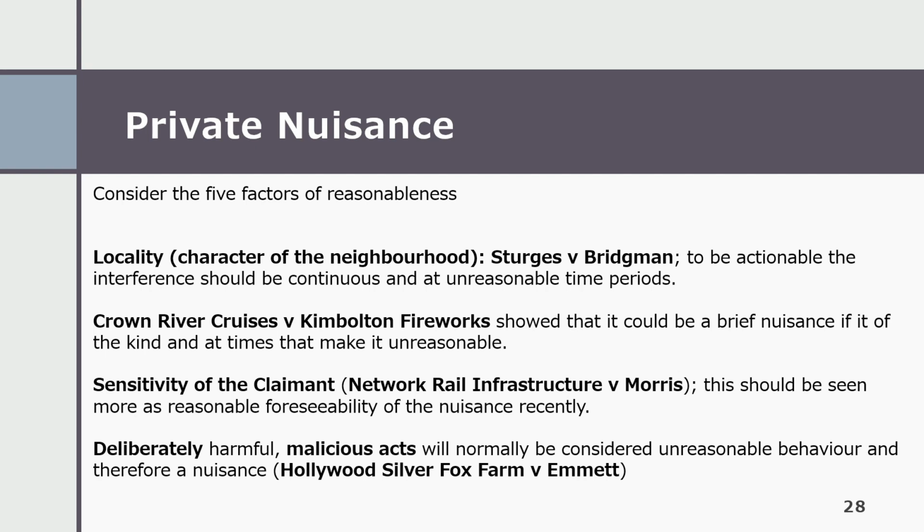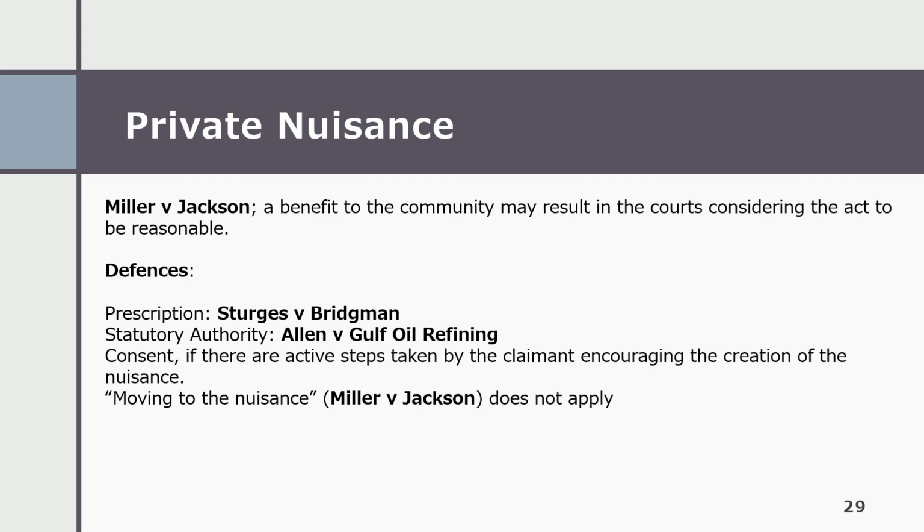Sensitivity of the claimant. Network Rail Infrastructure v. Morris. This should be seen more as a reasonable foreseeability of the nuisance recently. Deliberately harmful. Malicious acts will normally be considered unreasonable behaviour and therefore a nuisance. Hollywood Silver Fox Farm v. Emmett. Miller v. Jackson. A benefit to the community may result in the courts considering the act to be reasonable. So defences. Prescription, Sturgis v. Bridgman. Statutory authority, Allen v. Gulf Oil Refining. Consent, if there are active steps taken by the claimant encouraging the creation of the nuisance.